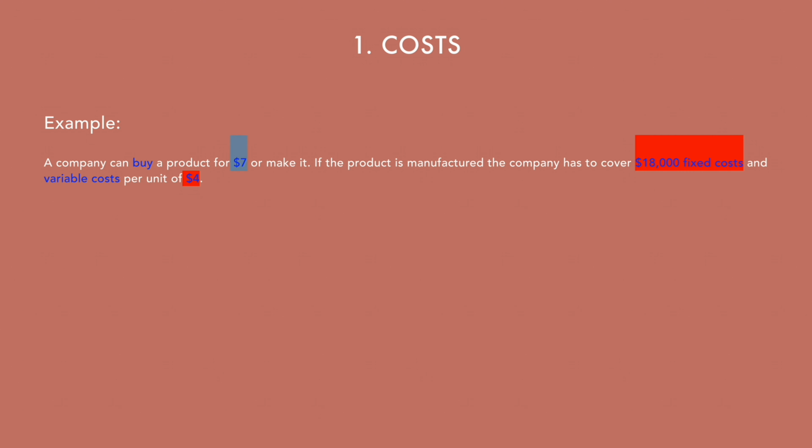For example, a company can buy a product for $7 or make it. If the product is manufactured, the company has to cover 18,000 fixed costs and variable costs per unit of $4. So therefore, the cost function of buying would be CB equals 7x because $7 per unit. And the cost function of making would be CM equals 4x plus 18,000. The 4x is the variable cost per unit and the 18,000 is the fixed cost.